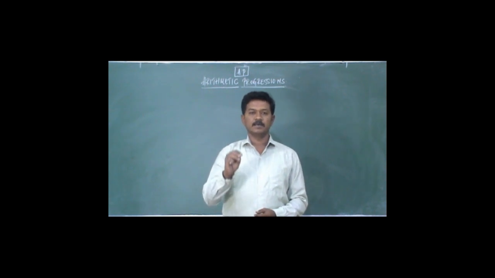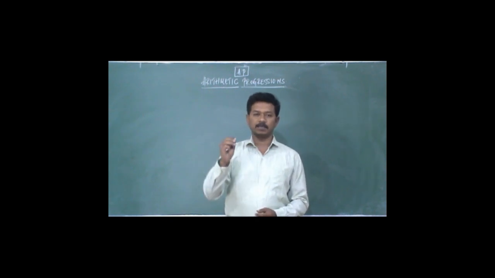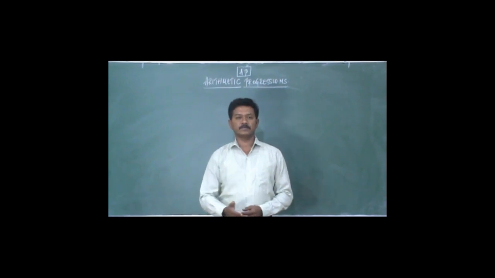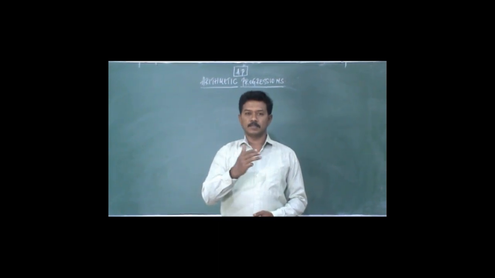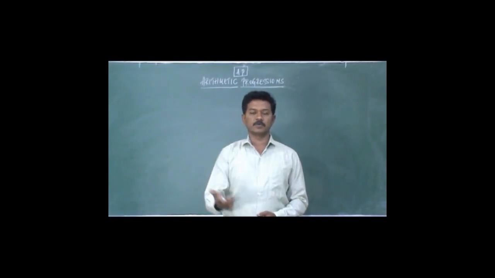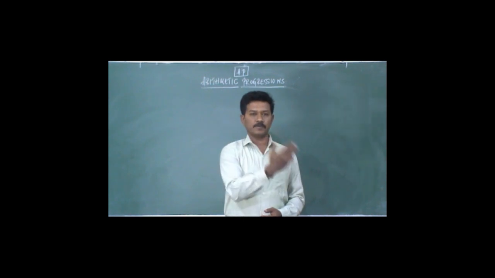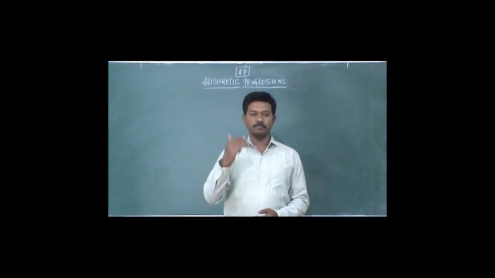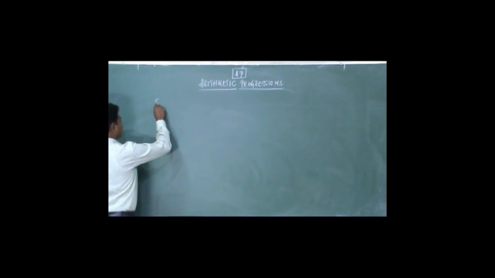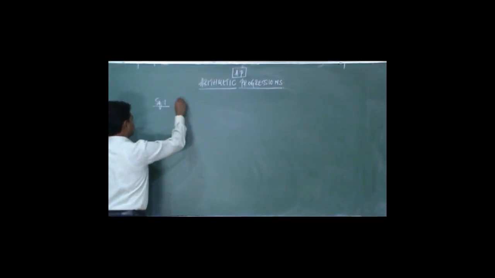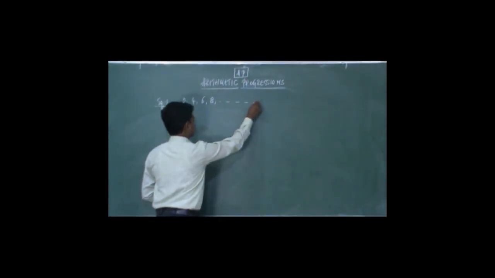Let us go with type 1 problems. In these problems I am going to give you some arithmetic progressions, and using them you are going to find the value of A and the value of D. Very simple problems. Example 1: 2, 4, 6, 8, dot dot dot. So it is an arithmetic progression.